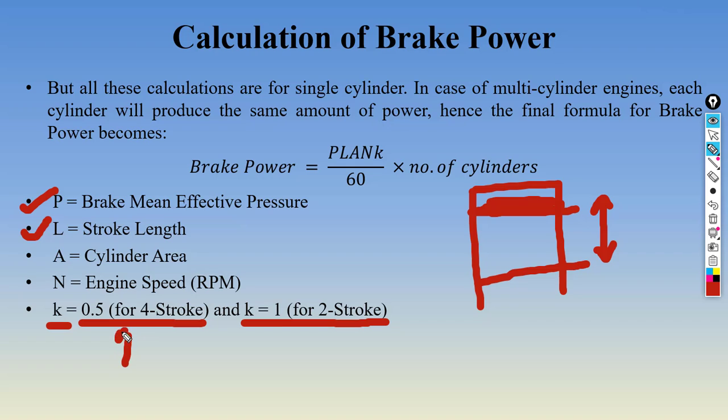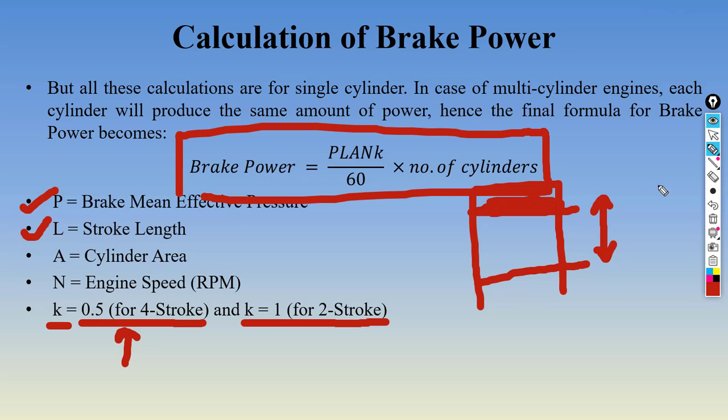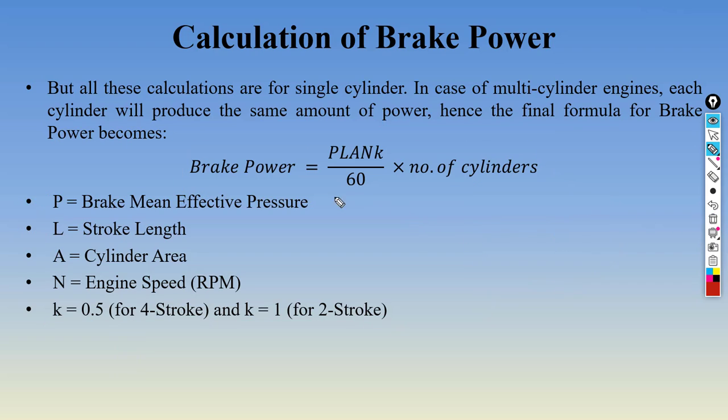Why is this? Because for a 4-stroke engine there are 2 rotations of the crankshaft for one cycle. Hence brake power is P L A N upon 60. So in the end you have to remember two things. Brake power has two formulas: tau into omega, 2 pi N T upon 60, or else the second formula is P L A N upon 60 into number of cylinders.